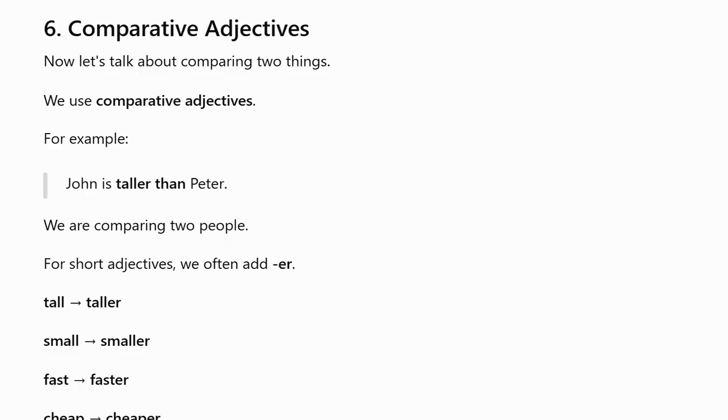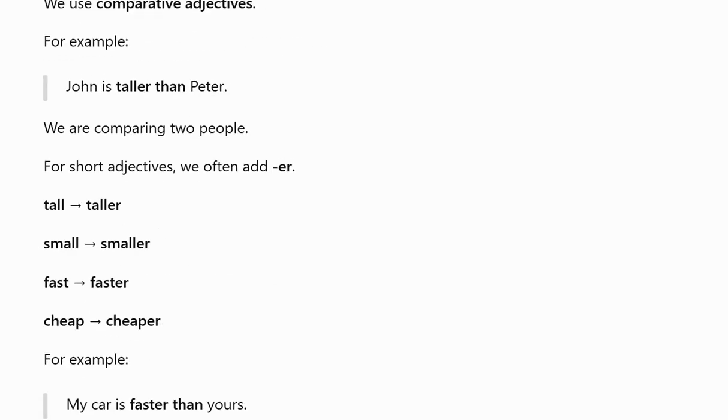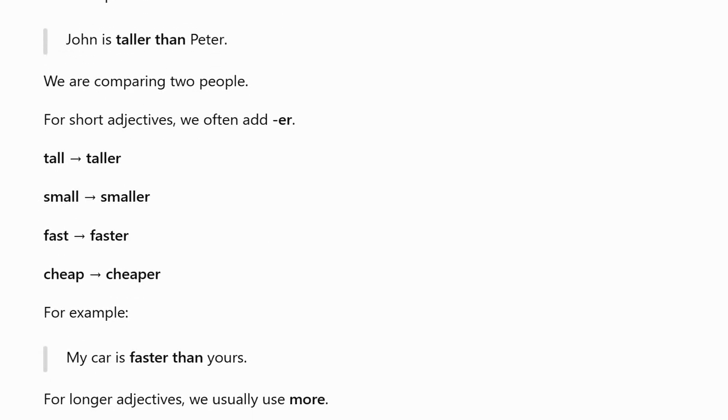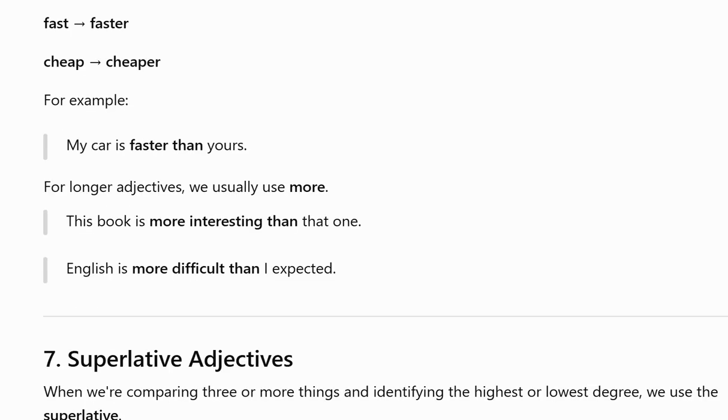Comparative adjectives. Now, let's talk about comparing two things. We use comparative adjectives. For example, John is taller than Peter. We are comparing two people. For short adjectives, we often add -er: tall, taller, small, smaller, fast, faster, cheap, cheaper. For example, my car is faster than yours. For longer adjectives, we usually use more. This book is more interesting than that one. English is more difficult than I expected.